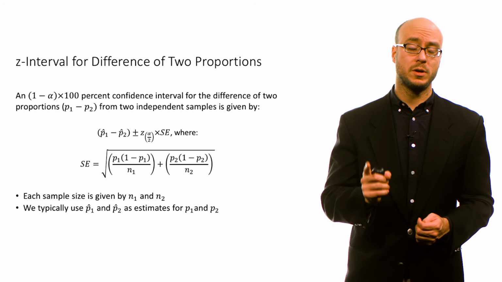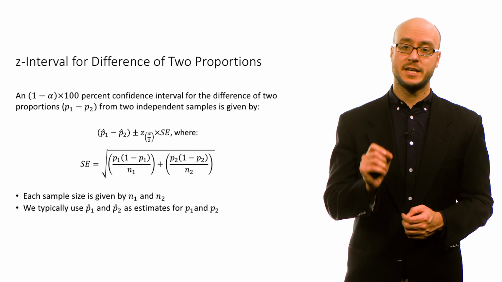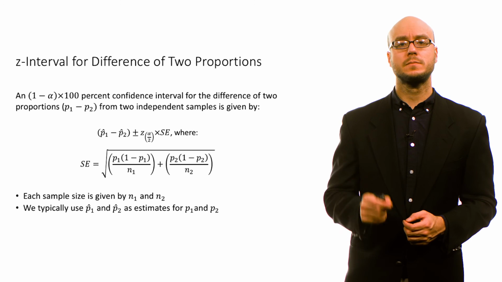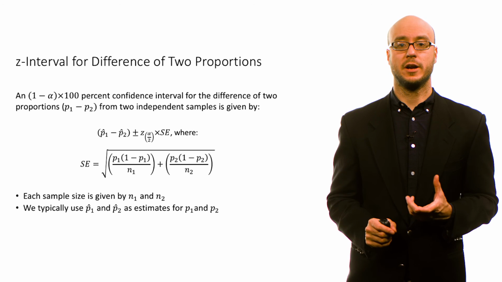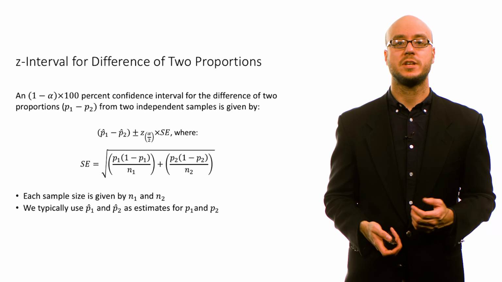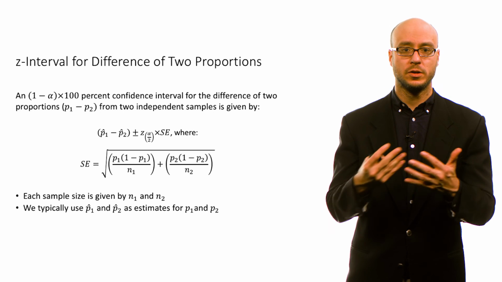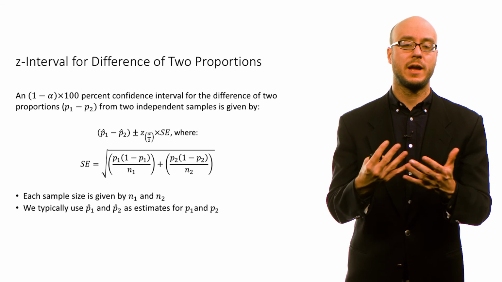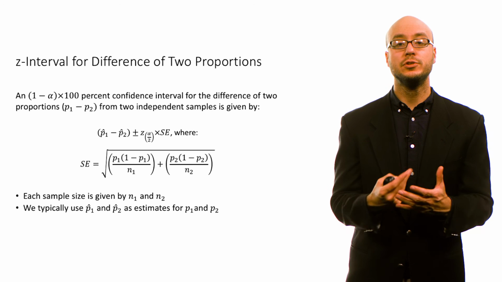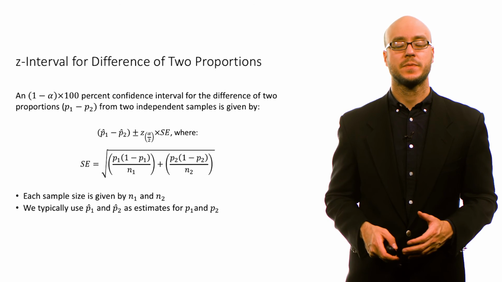You have a single number, a point estimate. In this case, it's just a difference. And then you add and subtract the margin of error. And the standard error is pretty much the same as before, except we have to add in the fact that we're taking into account the variation from two sets of groups. And with that, we're going to go through a few examples of calculating a z-interval when we have two proportions.